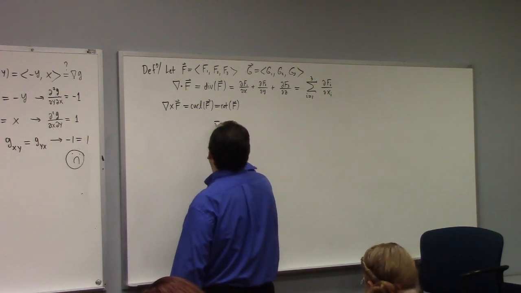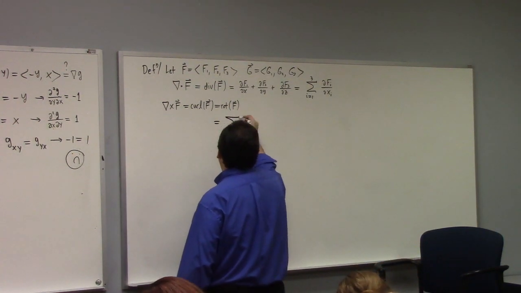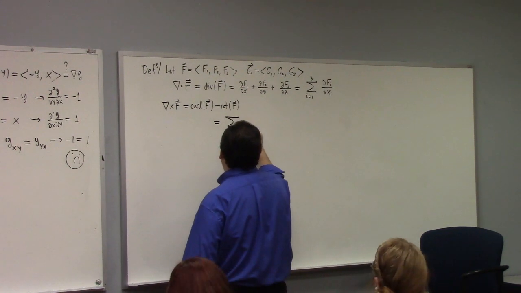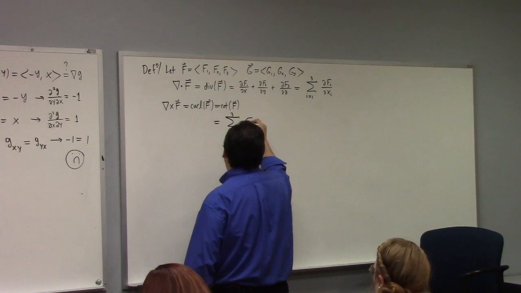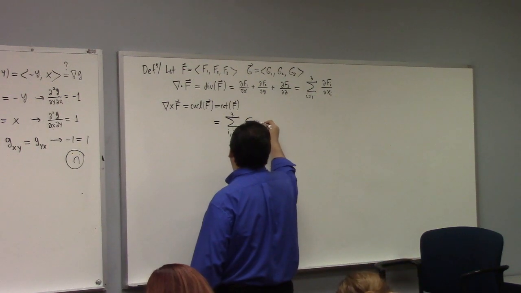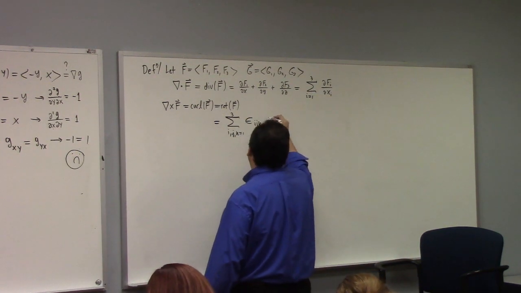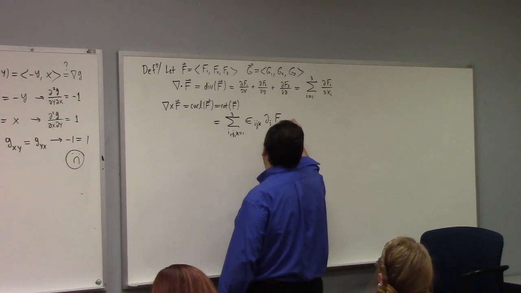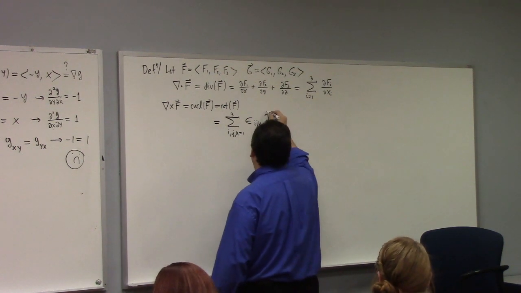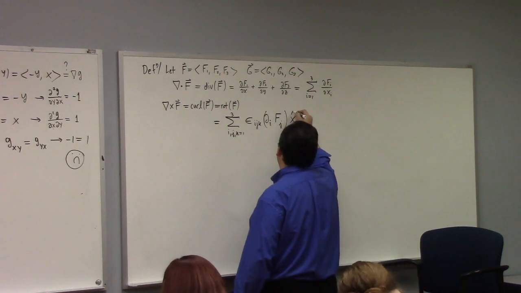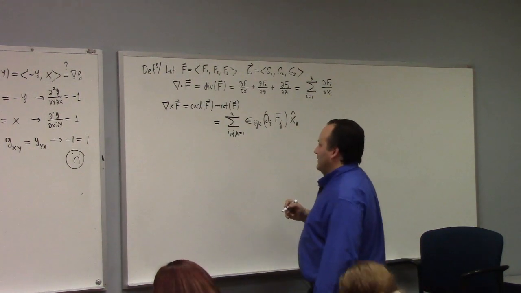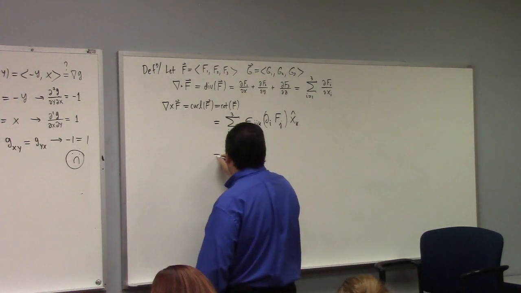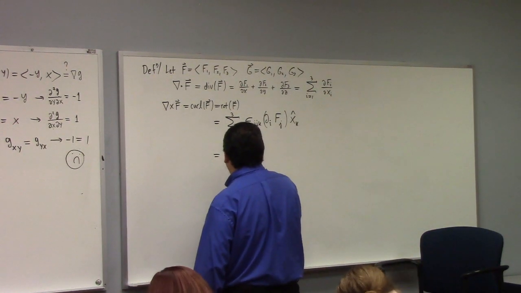Well, this is equal to the sum. I'll use i, j, k equals 1 to 3 of epsilon i, j, k, partial i, f sub j, all of that times x hat sub k. I can give you the mnemonic for this, which is in terms of the determinant.